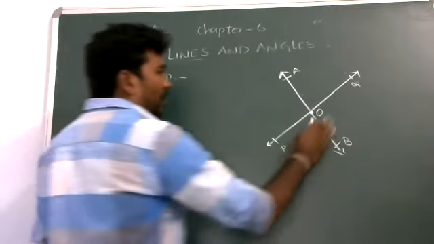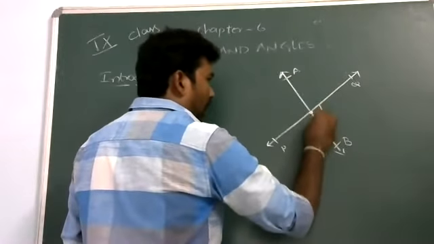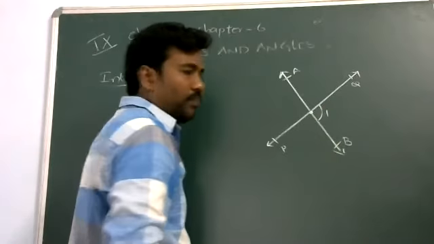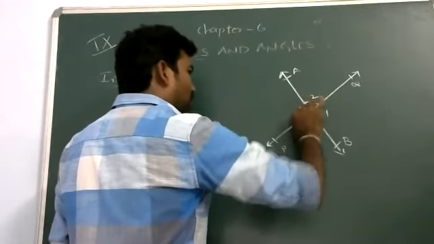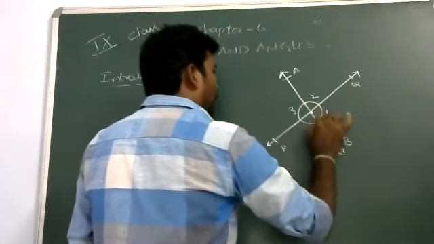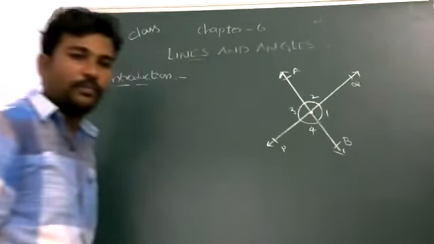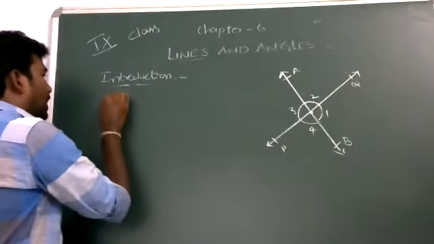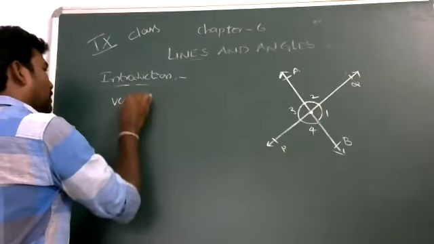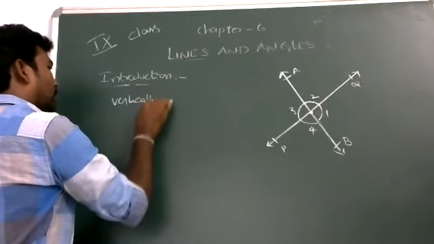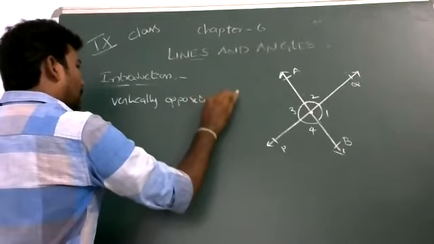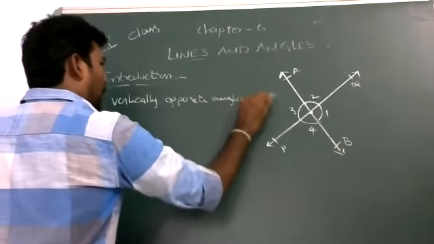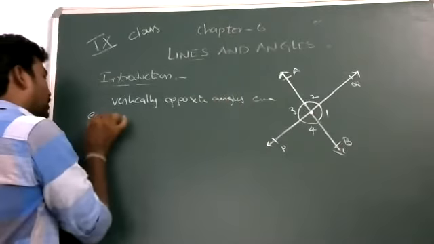Now here, you can assume this is angle 1, this one is angle 2, and then you can assume angle 3 and angle 4. So vertically opposite angles are equal.